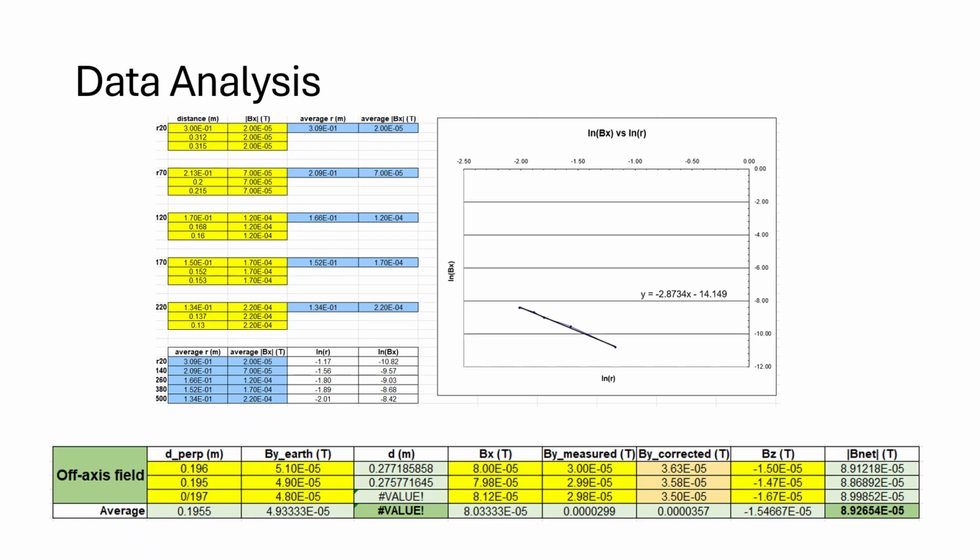And here's the result of the data collection. On the top is the magnetic field and the distances of the bar magnet when it was on axis. On the bottom is when it was off axis, which includes the x and y direction. On the top, it includes a graph where the best fit line of the graph allows us to find n and k. On the bottom, I found that the d-perp, which is the distance of the x and y needed for the net magnetic field on the magnetometer to be around 10, was 0.1955 meters.